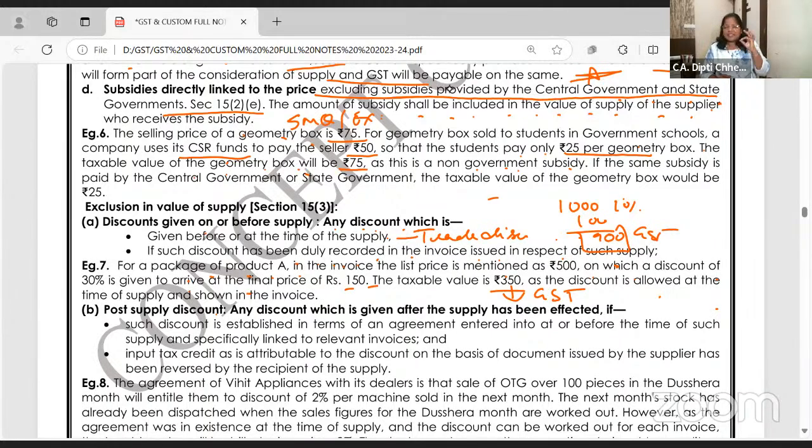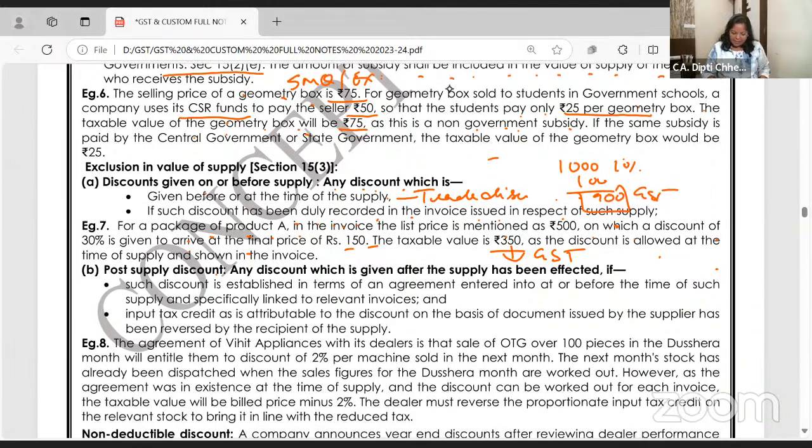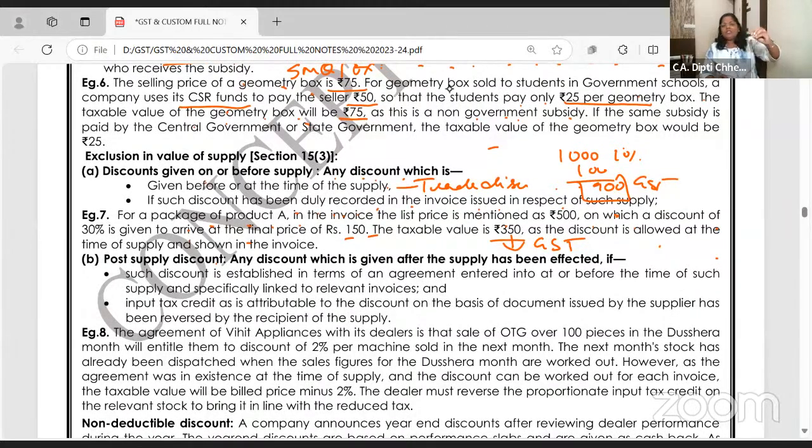We started at 12 o'clock. By 12:30 the concept should be completed. 15 minutes of writing the notes and then solving the questions. Tell me, is it clear to all of you? If discount is given before the supply, minus it.